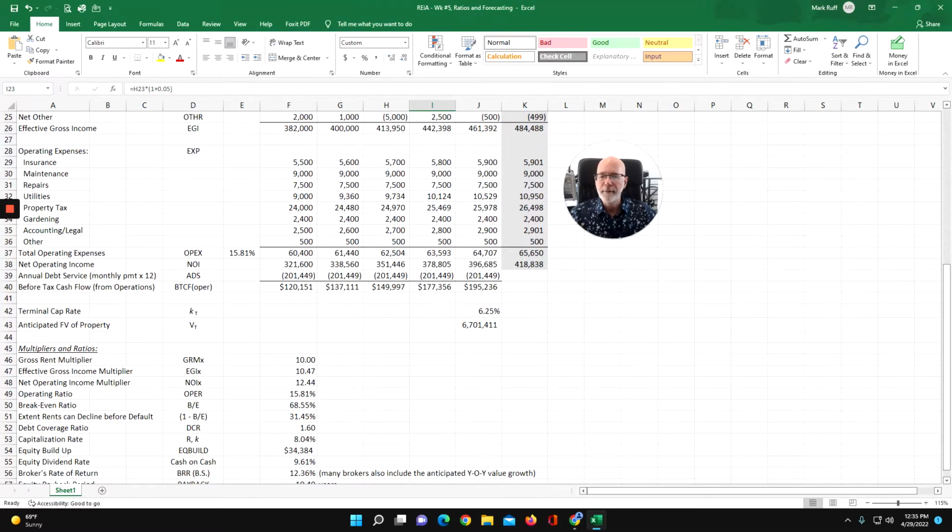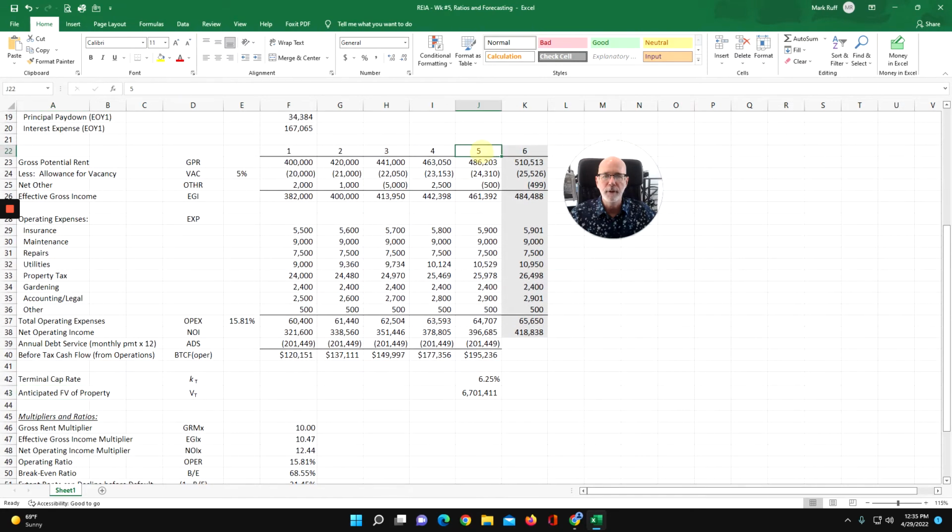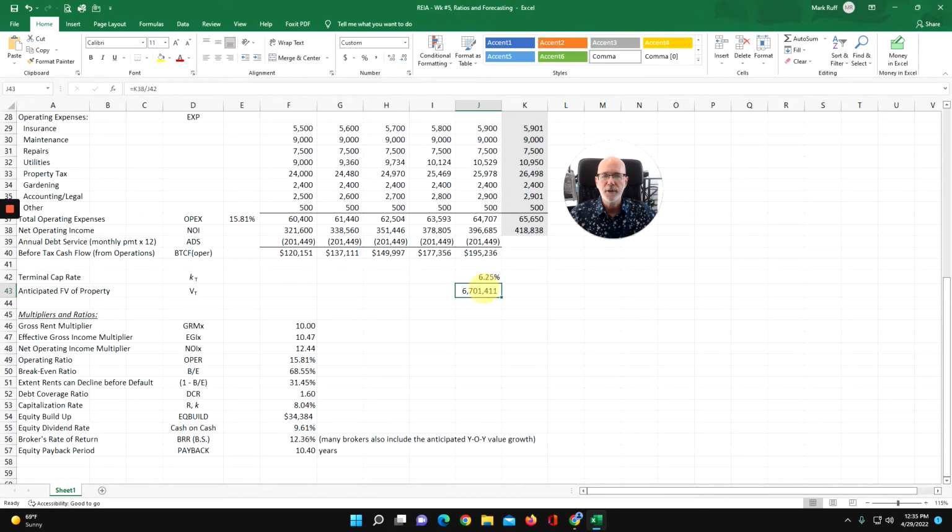Okay, I've given you here a terminal cap rate of 6.25. For the sake of argument, we'll just accept that right now. This is called K sub T, the terminal cap rate. Therefore, I can anticipate the future value of this property at the end of year 5 as being 6.7 million and change. That terminal value is called V sub T, terminal value.